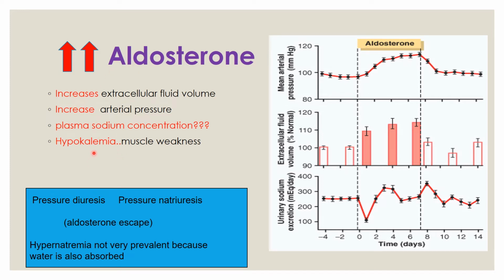Also, if we have a high aldosterone concentration, we'll have hypokalemia, because now a lot of potassium will be secreted in the urine, and this might cause muscle weakness, because it will affect the stability of the membrane potentials. Also, aldosterone will increase the tubular hydrogen ion secretion, so we are losing acid in the urine, and this will cause alkalosis.